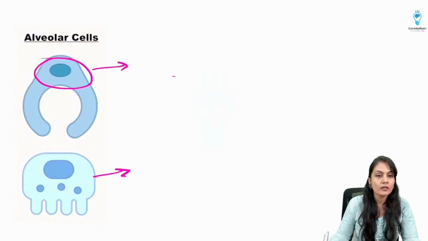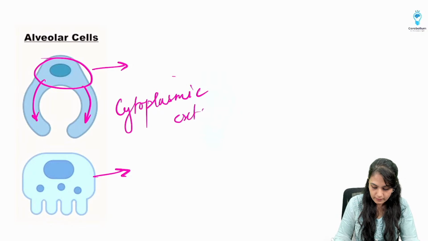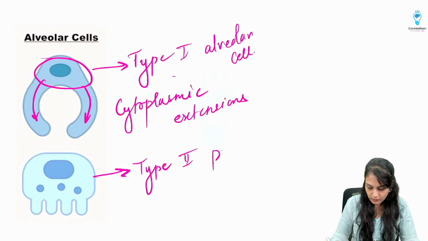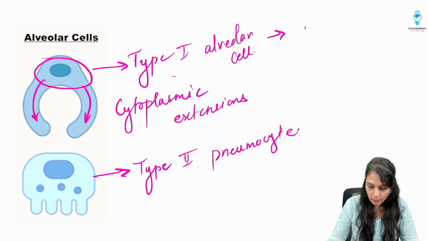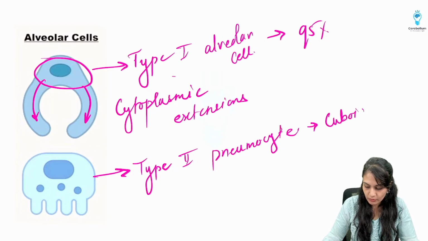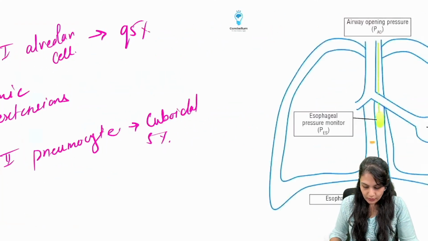And yesterday we discussed this also: can you identify which cells these are? These are going to be your simple squamous epithelium. Then what is this? These are nothing but the cytoplasmic extension of these. This is the type 1 alveolar cell, and what is this? This is the type 2 pneumocyte or alveolar cell. What we have discussed about this is that these are going to cover 95% of the surface area, and these are the cuboidal cells which are going to cover 5% of the area. Okay, let's move on.